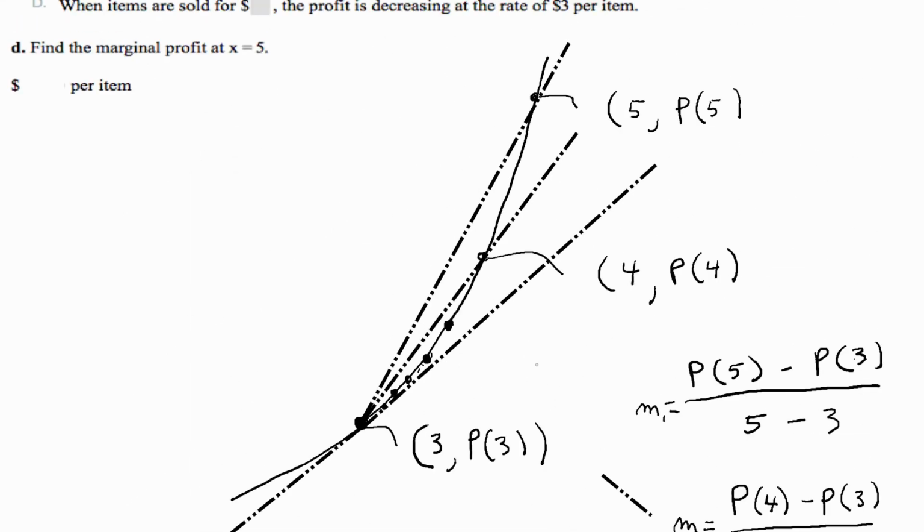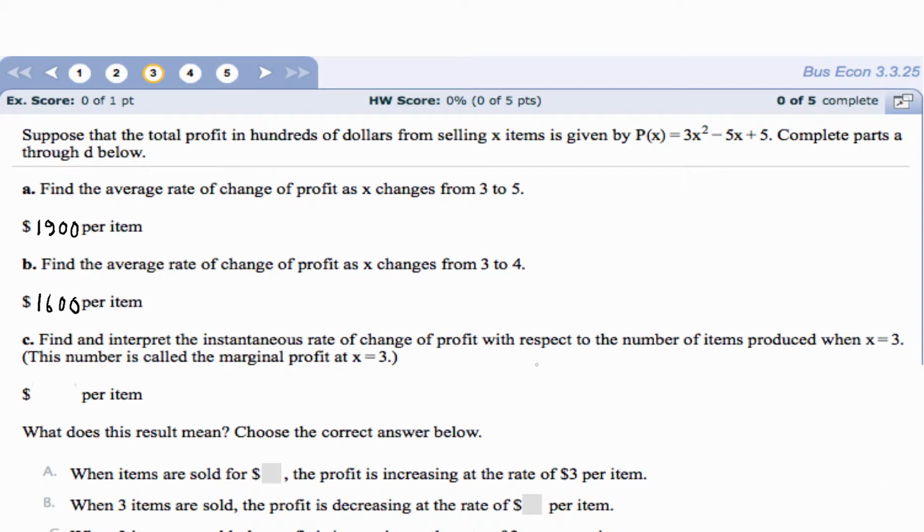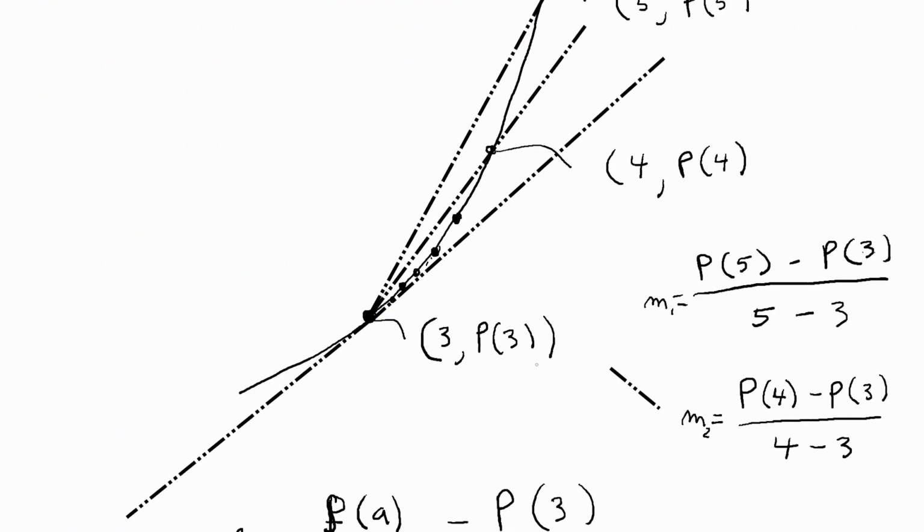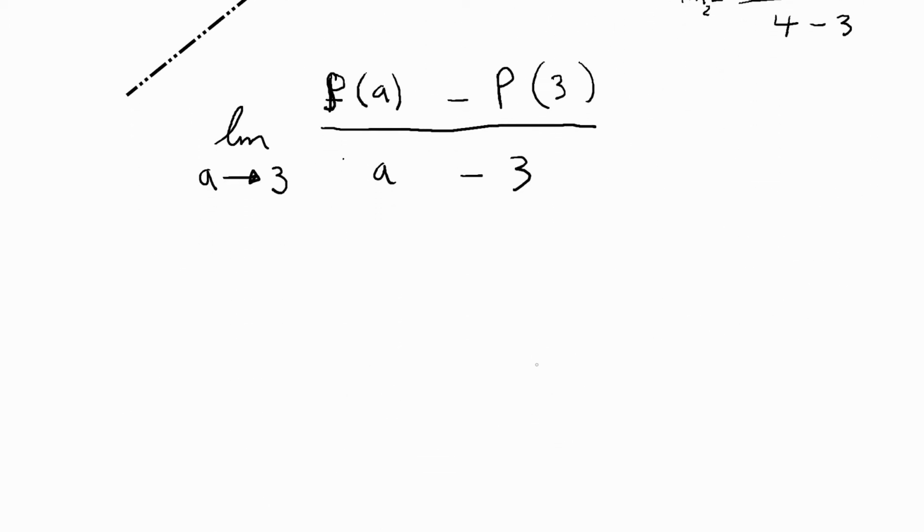Okay, so let's do that. Let's actually find out what that is. So I get 3x squared minus 5x plus 5. So first off, let me calculate this. P of a is 3a squared. I'm going to make sure I get the right function here.